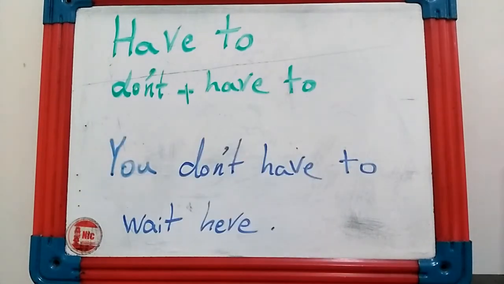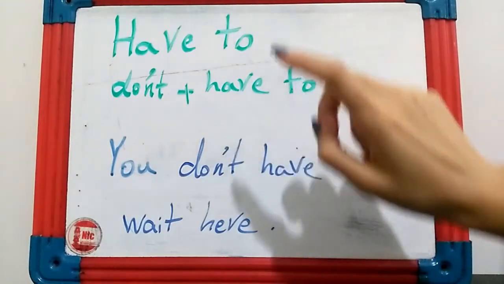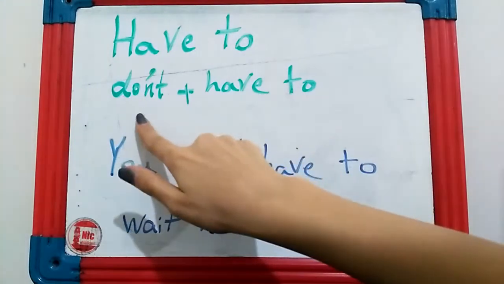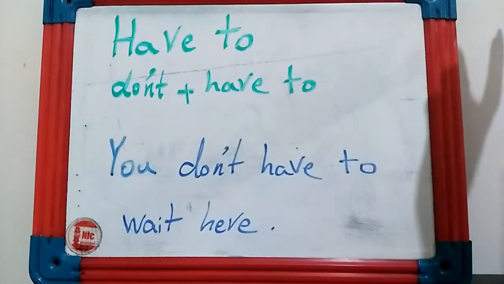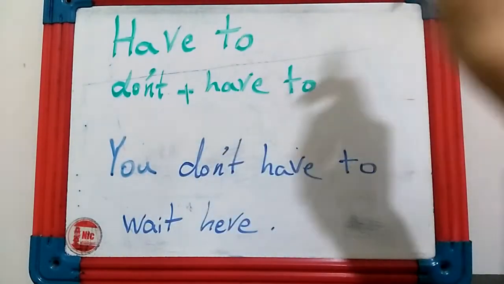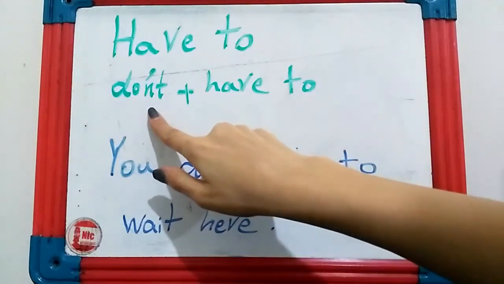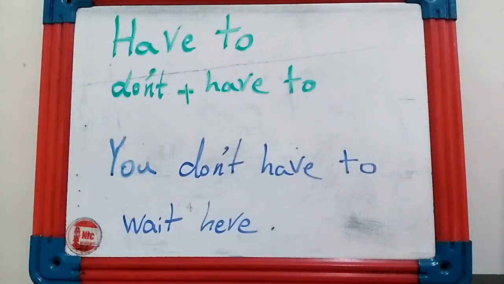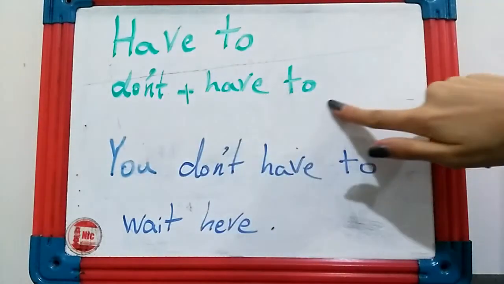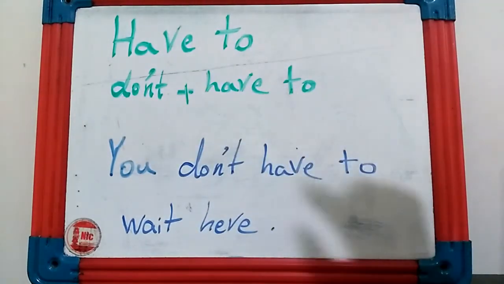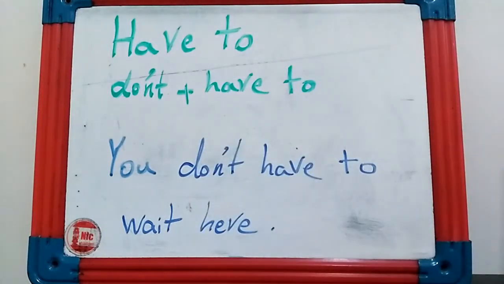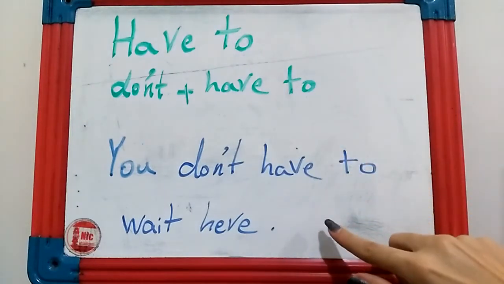So what about negative sentences with have to? The structure is don't plus have to, doesn't plus have to اگر سوم شخص باشه. و برای I, you, we, they, don't; she, he, it, doesn't. So the negative structure for have to is this: don't plus have to.